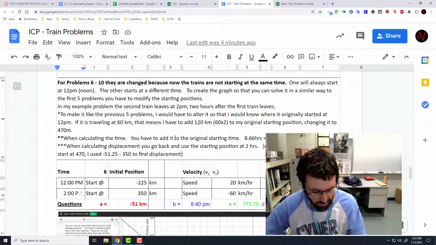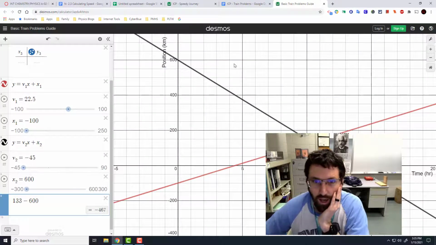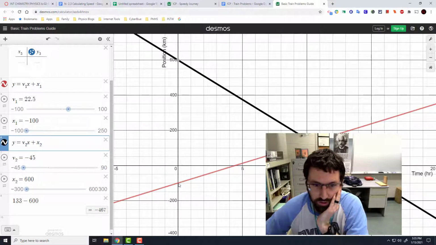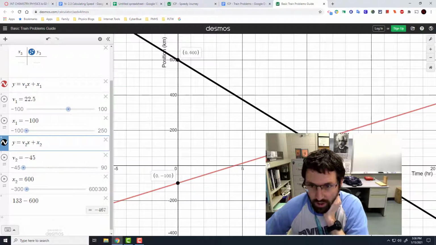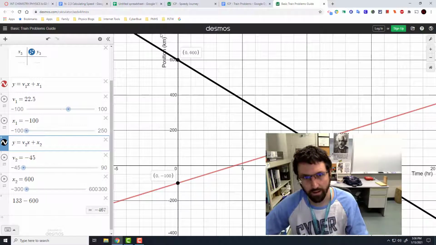So this has been an introduction to position time graphs. Again, the slope tells you the speed. The vertical intercept tells you the starting location. And when the two lines cross, that's when they meet and where they meet. Okay, good luck this week.